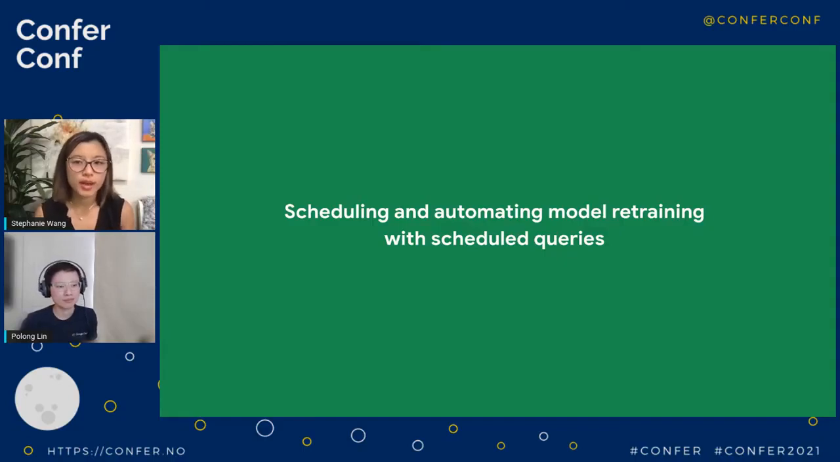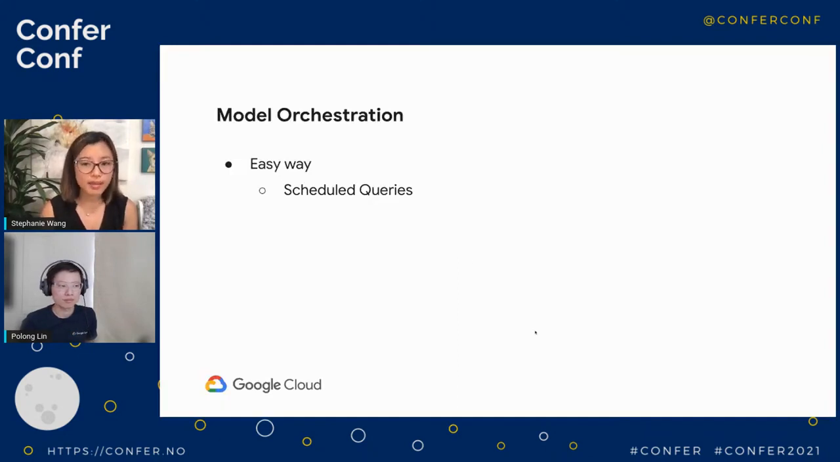Like Polong mentioned, once we have the models ready and everything works perfectly, we're able to do time series forecasting and anomaly detection. We may start wondering about ways to easily orchestrate these models so that we can easily retrain them and don't have to do a lot of additional manual work to ensure that our models are up to date. BigQuery ML definitely has that covered and makes it quite easy to do.